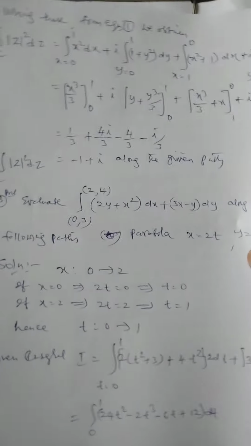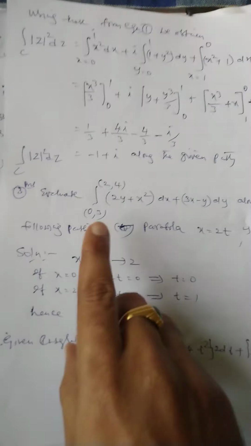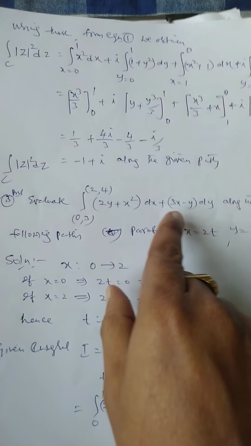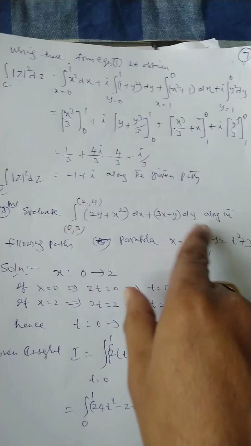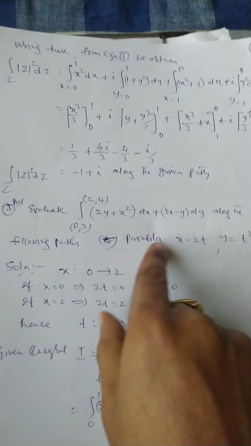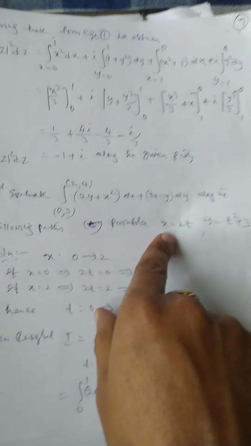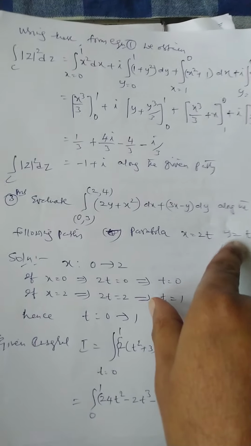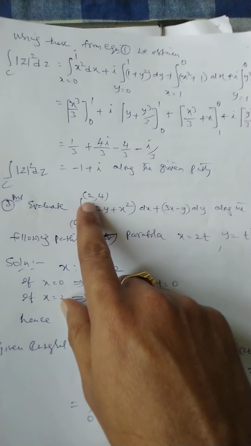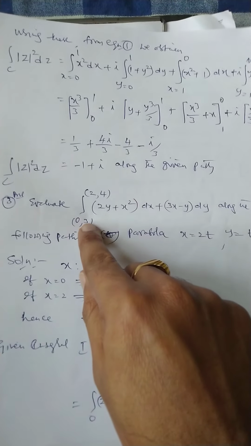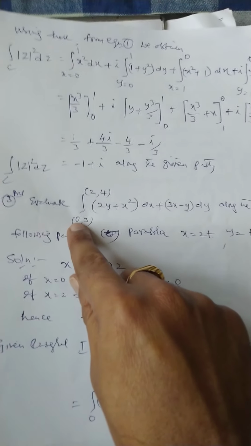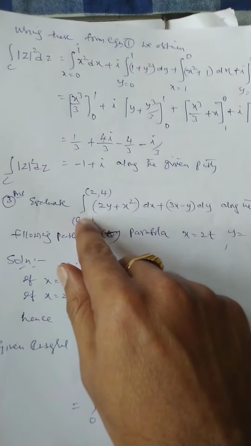Problem 3. So we need to evaluate the integral from 0, 3 to 2, 4 of 2y plus x square dx plus 3x minus y dy along the given parabola. X parametric equations are given: x equal to 2t, y equal to t square plus 3. So in the solution part, you have seen 0, 3 to 2, 4. That means the first coordinate is for x, the second coordinate is for y. X varying from 0 to 2.